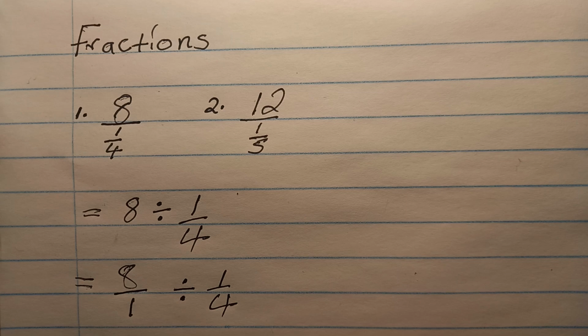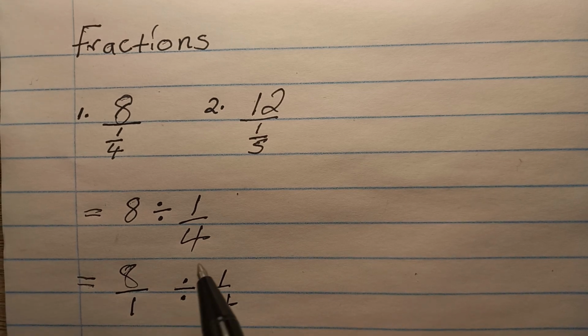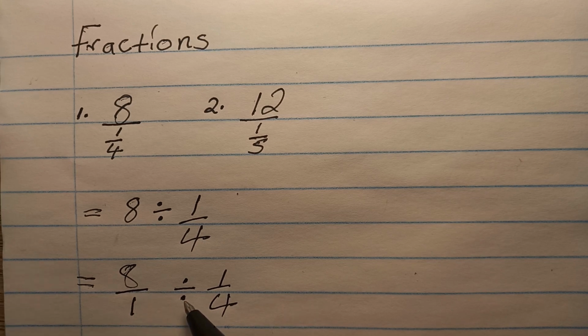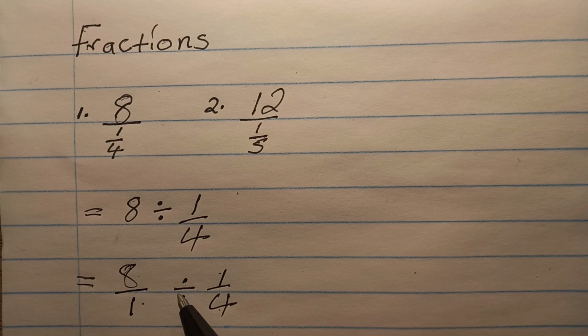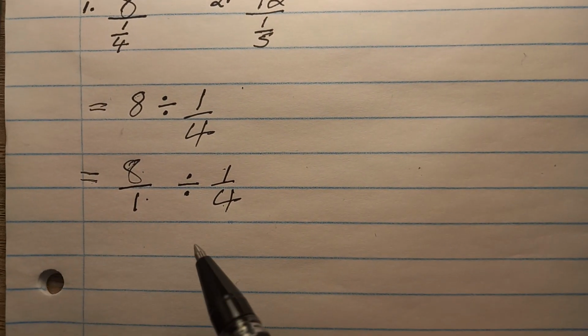Now, what do we do here? You can cross multiply to remove the division sign. When cross multiplying, you will multiply 8 by 4 and 1 by 1. Now let us skip the step of cross multiplying and just change our division sign into a multiplication sign.